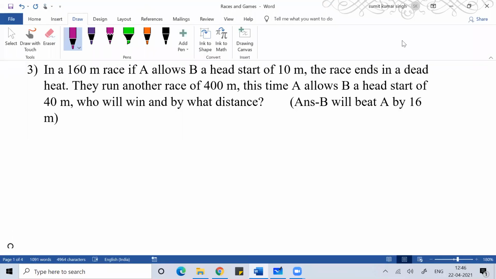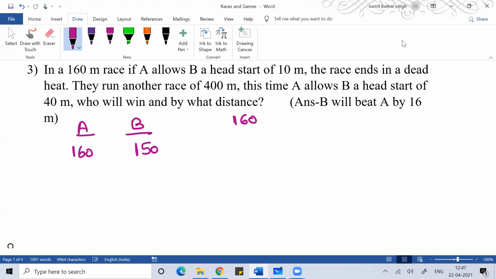Now question number three. You can see in a 160-meter race, if A allows a head start of 10 meters, the race will end in a dead heat. So there are two persons, A and B. In a 160-meter race, A runs 160 meters and is giving a 10-meter head start to B, which means B is running a 150-meter race. Then the race will end in a dead heat, meaning both will reach the finishing line at the same time.